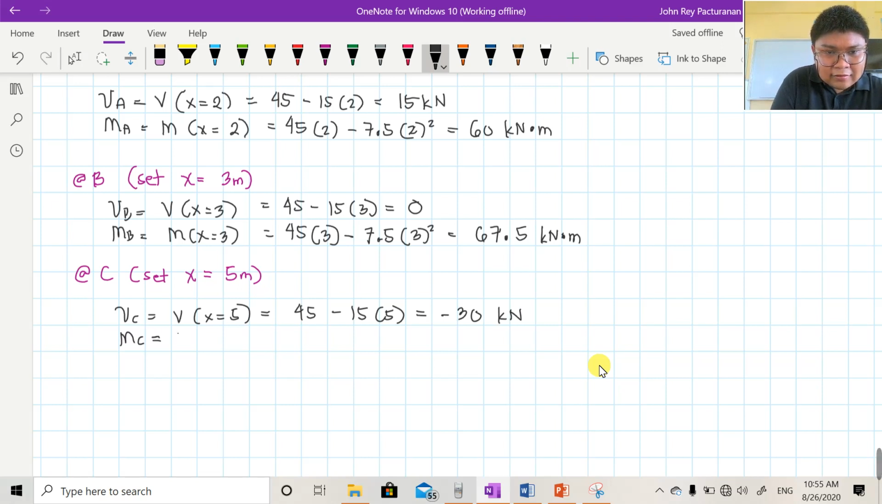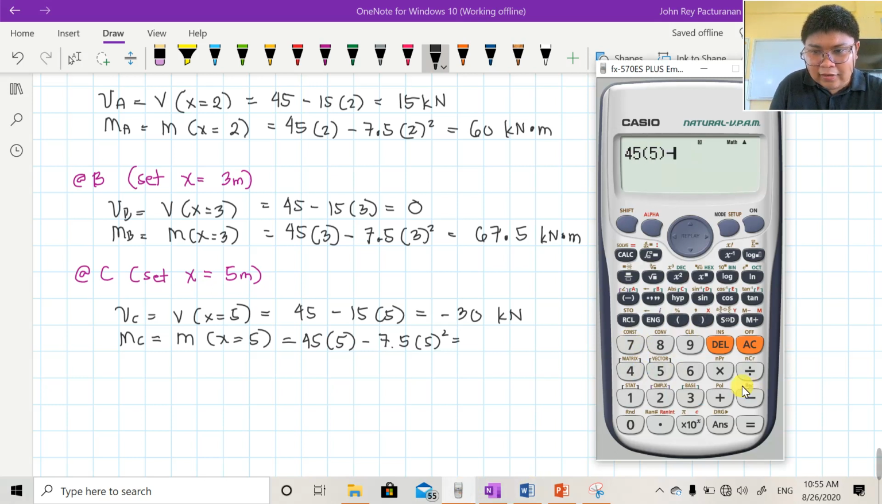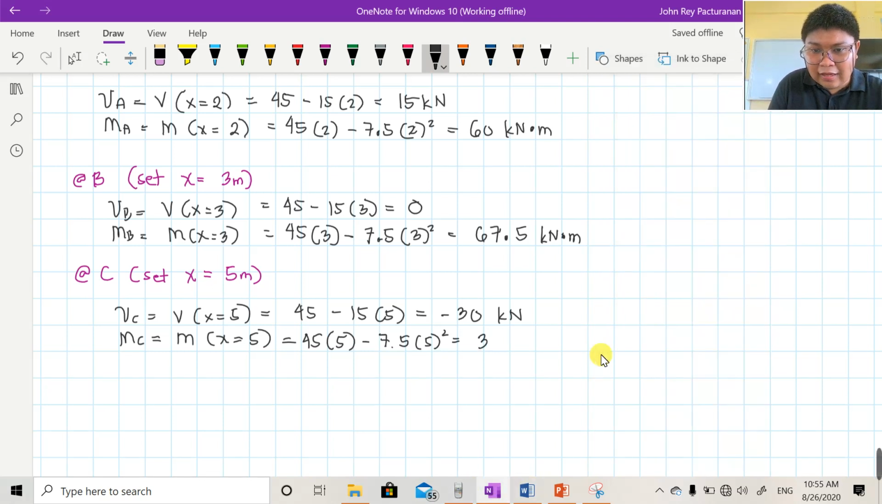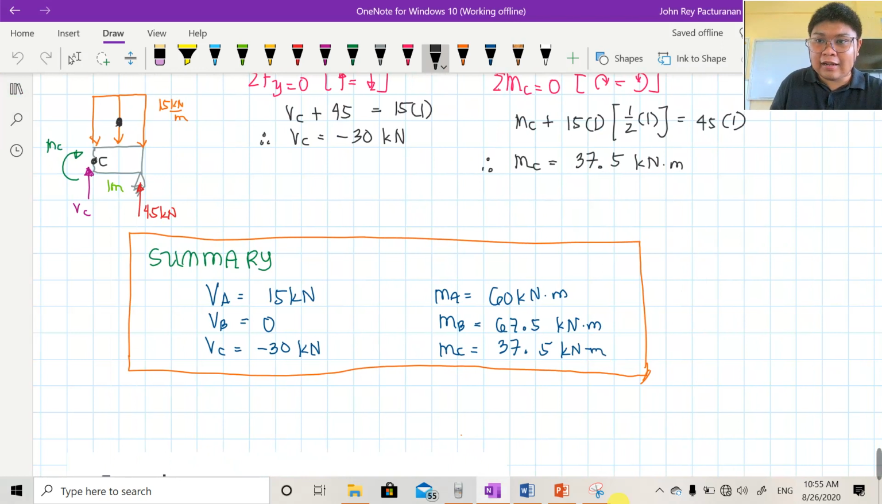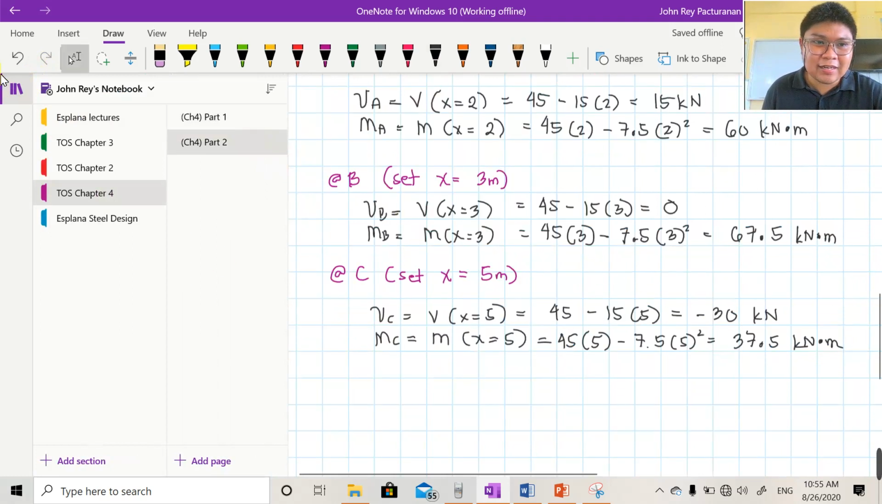Likewise, the moment at C is equal to the moment at x equals 5. So, that is 45 times 5 minus 7.5 times 5 squared. The answer is 37.5 kilonewton meter. Let's confirm if it is the same, class, as what we did in the last discussion. The shear at C is negative 30 and the moment at C is 37.5. So, yes, that's three matches now. Correct. That's how easy it is, class.